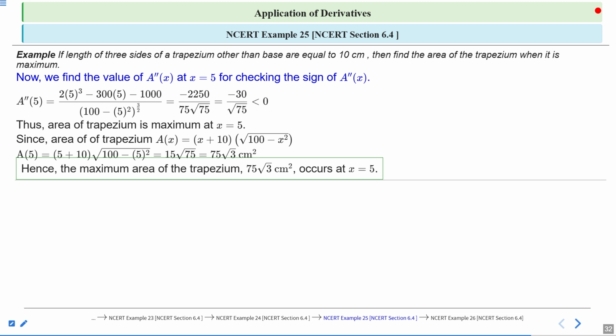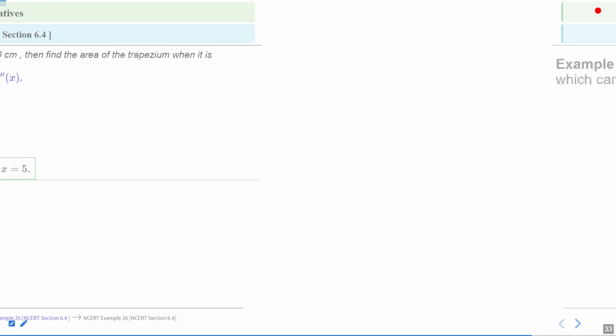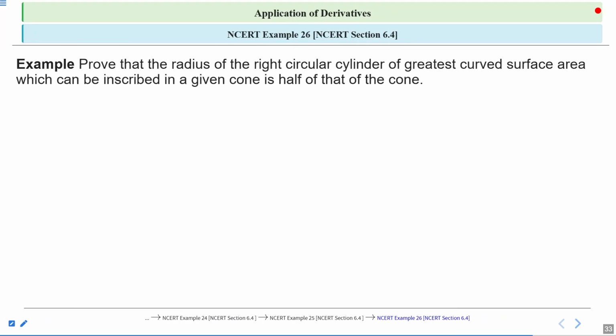Okay, so let's move to the next example. NCERT example 26, which is a part of NCERT section 6.4, which says: prove that the radius of the right circular cylinder of greatest curved surface area which can be inscribed in a given cone is half of that of the cone, right? We have to prove that the radius of the right circular cylinder of greatest curved surface area which can be inscribed in a given cone is basically half of that of the cone.